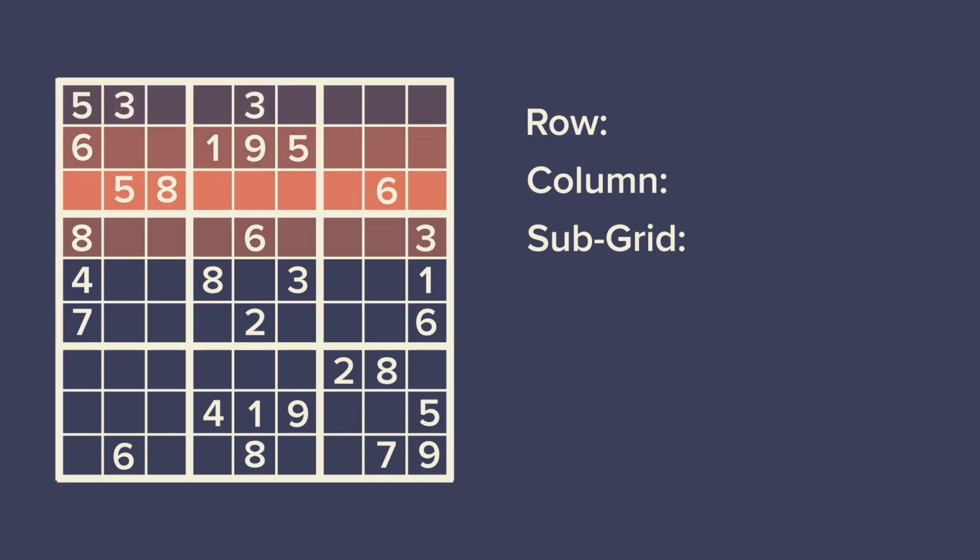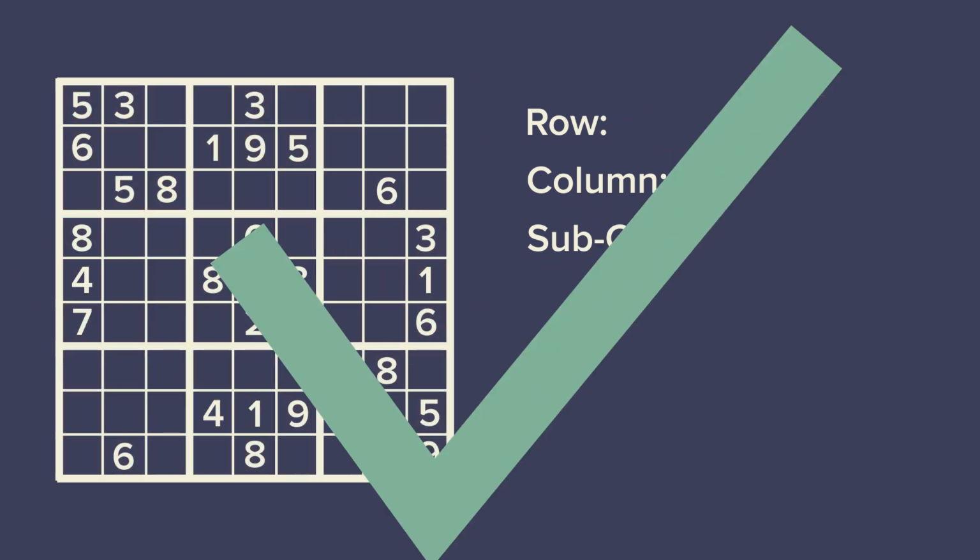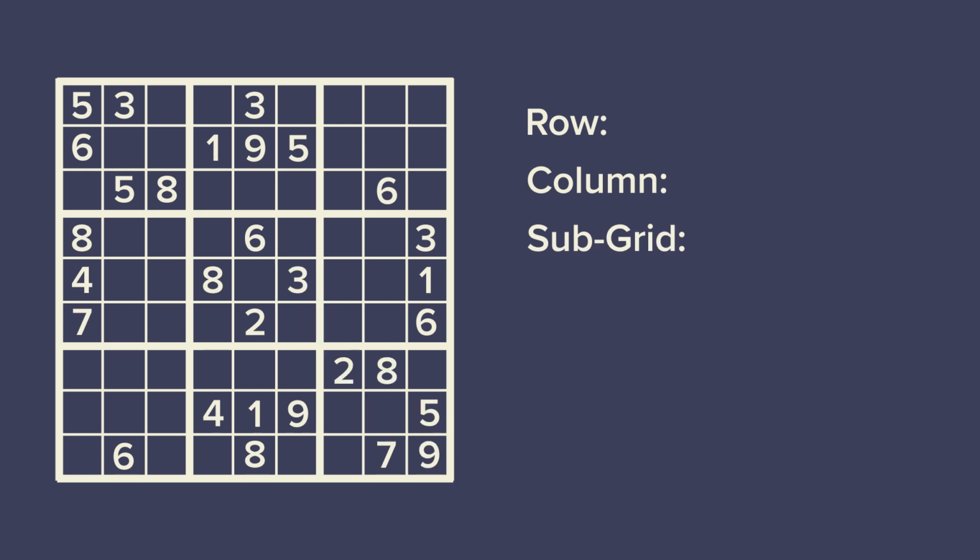But if we get through all the cells without finding any duplicates, the board is valid, and we can return true. This method helps us quickly check if the Sudoku board follows the rules, even if it doesn't tell us if the board can be solved.